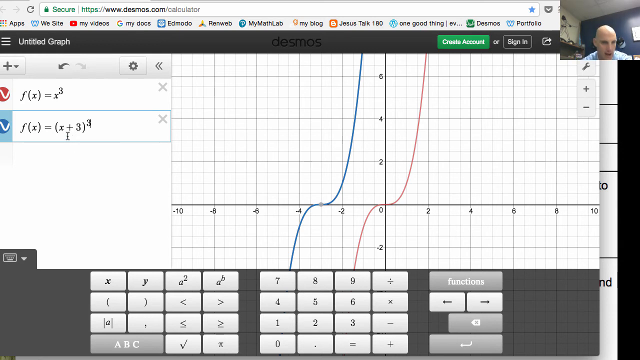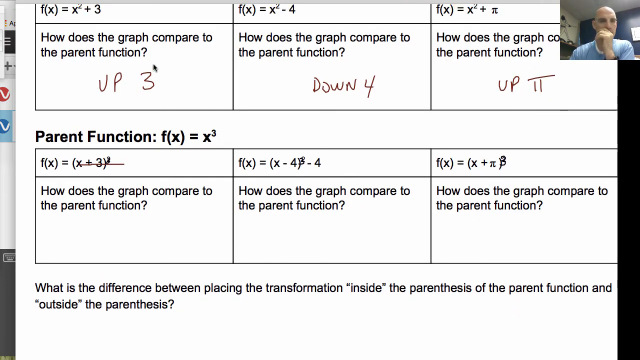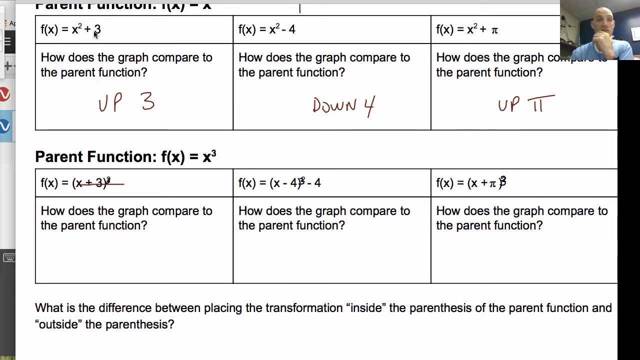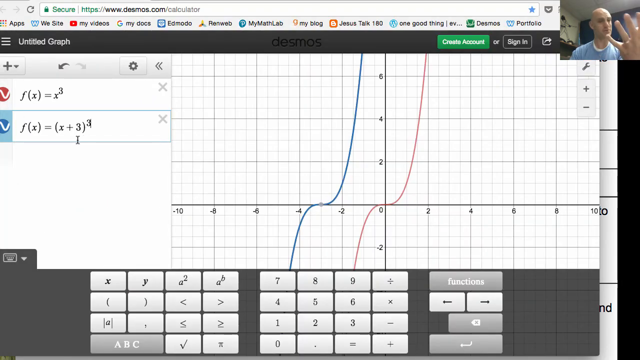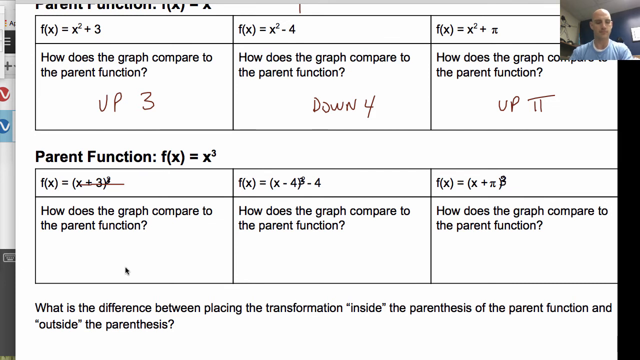So check out what happens. When I add 3 inside the parentheses, you need to think about outside versus inside. In our first example, this was outside the parentheses, right? It wasn't part of the square. This one's inside the parentheses, so it's part of the cubing process. It's part of that function that's being done. It moves to the left 3. So here, when it was plus, it was up. Here, it would make sense to have plus be to the right, but it's not really doing that. It's going the opposite way.